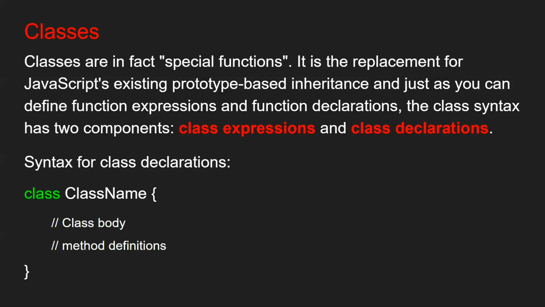The syntax for a class declaration is the class keyword followed by the class name. Remember, the class keyword is always used before defining a class name. The class name can be anything of your choice. Inside the class body, we will have method definitions or function definitions.